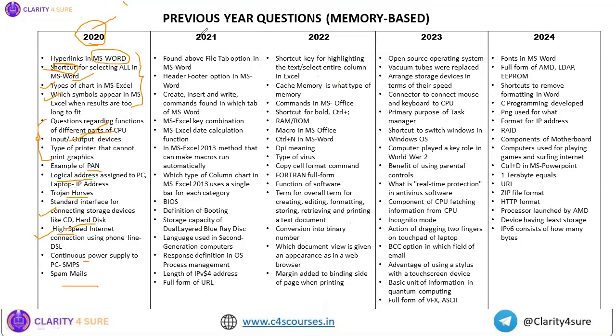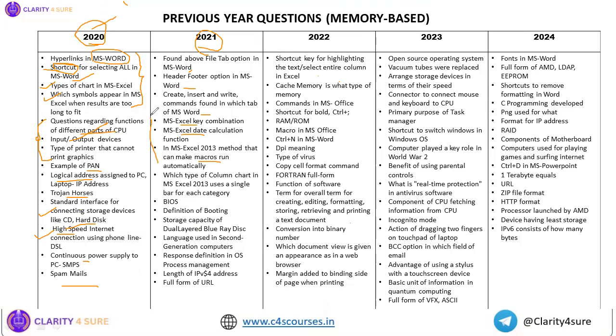Next, in 2021, if you see, this was the year when the descriptive questions were introduced in the NABARD exams. So again, you see MS Word related questions have come. Okay, header footer option in MS Word. Then this is about the create, insert and write commands. Okay, found in which tab of MS Word. Then some key combinations in MS Excel, date calculation function in MS Excel, macros, okay, in MS Excel.